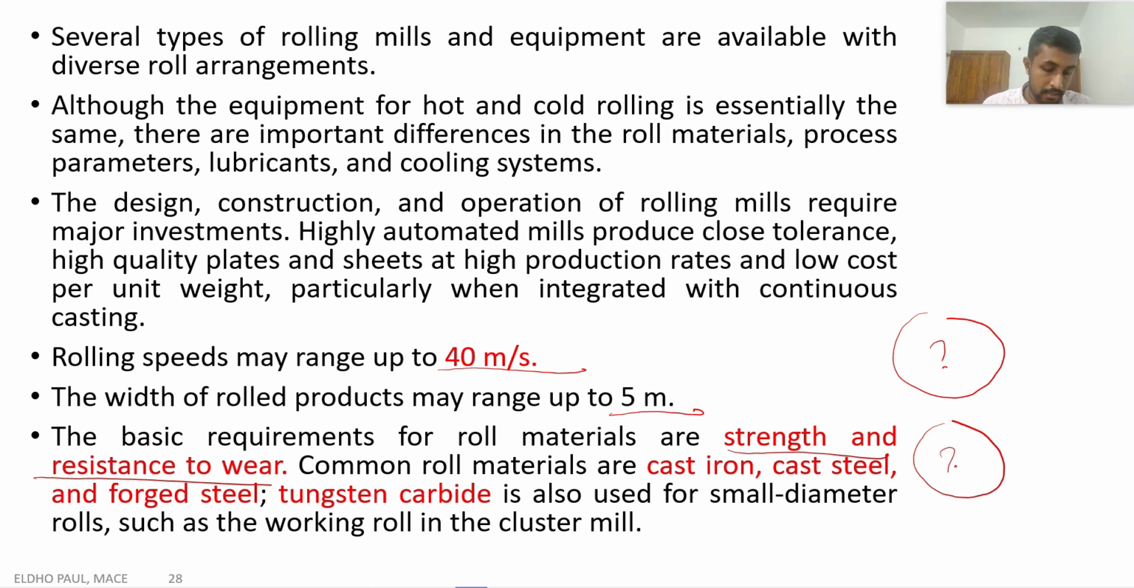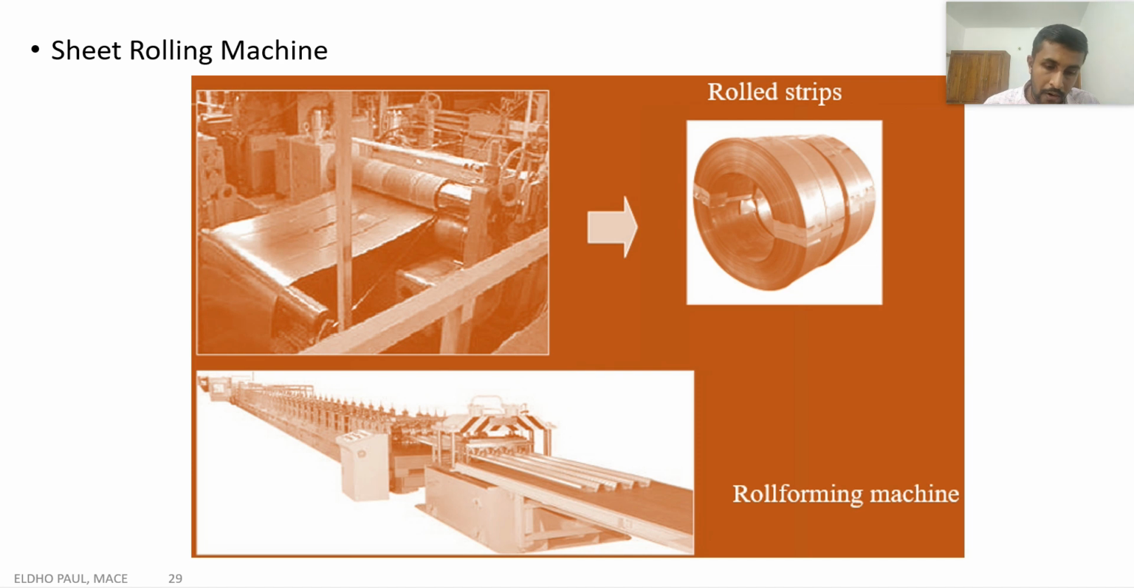If the diameter of the roller is very small, there is a chance of deformation or bending of the roller. To avoid such bending, we should use tungsten carbide material for smaller diameter rollers. For large diameter rollers, we can use cast iron, cast steel, forged steel, etc. So this is the rolled product. After the rolling process, we get this type of rolled strips.